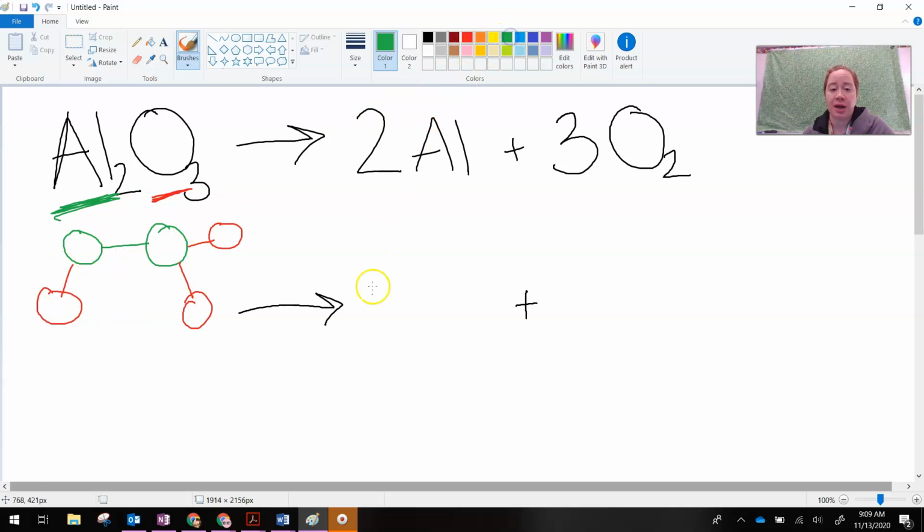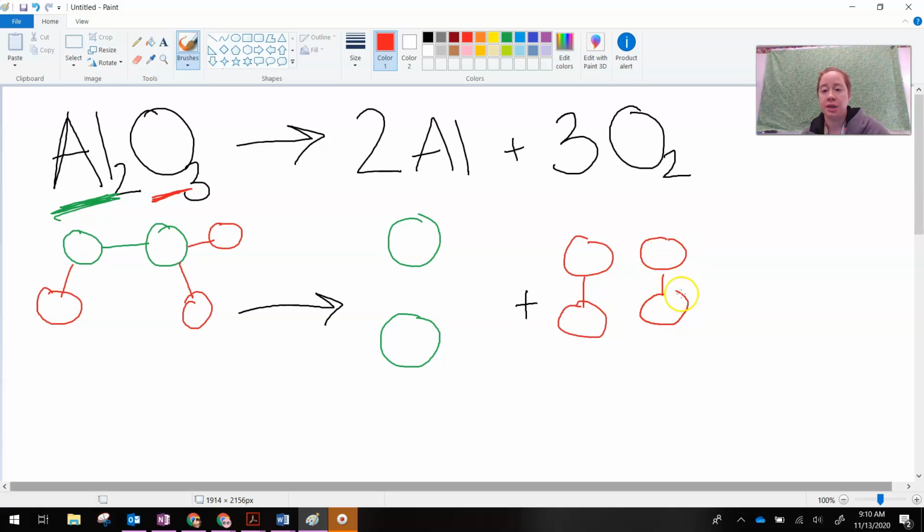Then on the product side, you have two. So notice you have a big number in front of it. You have two of these things. And in this case, it's just an atom of aluminum. So you've got one atom of aluminum, another atom of aluminum. They are not bonded together. Then you have three molecules of O2. So you're going to draw one molecule of O2, two molecules of O2, three molecules of O2.